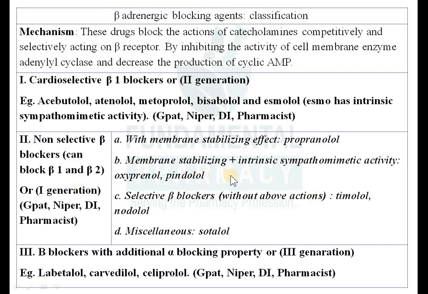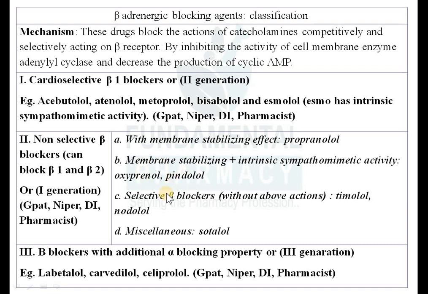Then membrane stabilizing effect plus intrinsic sympathomimetic means beta blockers having membrane stabilizing effect plus intrinsic sympathomimetic activity. Most of them are partial beta blockers, partial agonists of beta receptor. Okay, so they will have membrane stabilizing effect as well as intrinsic sympathomimetic activity. But sympathomimetic activity is suppressed over the beta blocking activity. So examples are oxprenolol and pindolol. So these are the beta blockers having membrane stabilizing activity plus intrinsic sympathomimetic activity.